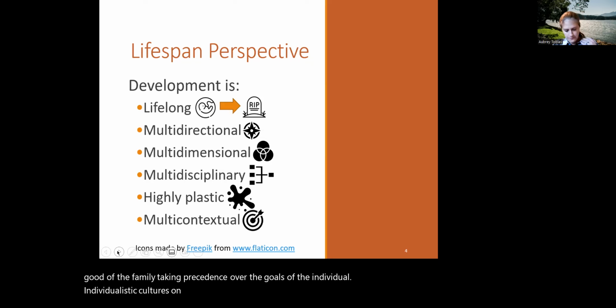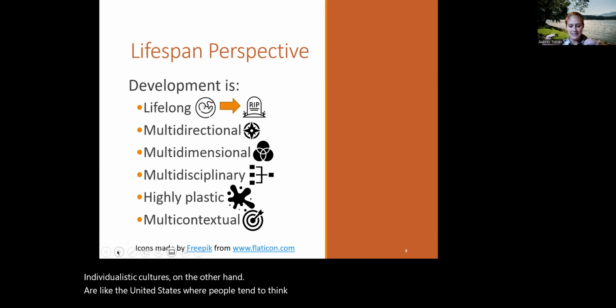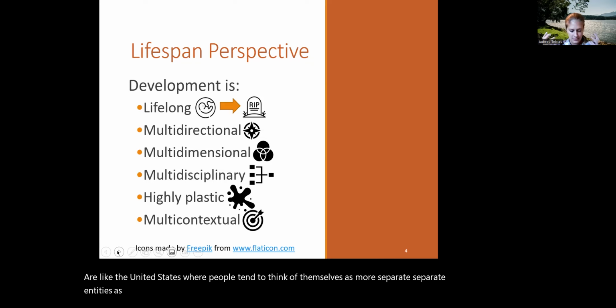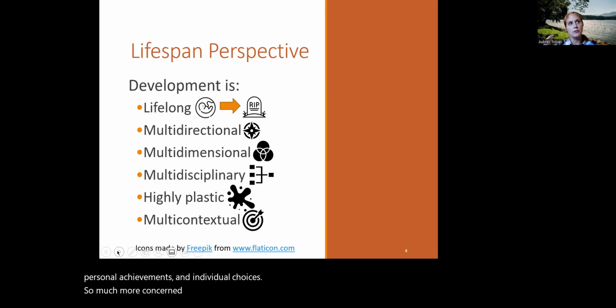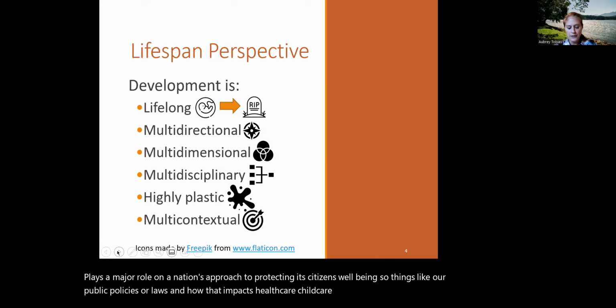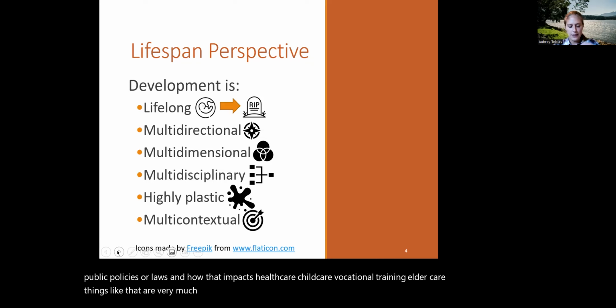Individualistic cultures, on the other hand, are like the United States, where people tend to think of themselves as more separate entities, as an independent self. So emphasizing things like personal exploration, discovery, personal achievements, and individual choices. So much more concerned with personal needs than group goals, generally speaking. And which emphasis a culture has plays a major role on a nation's approach to protecting its citizens' well-being. Things like our public policies, our laws, how that impacts healthcare, childcare, vocational training, elder care, things like that are very much impacted by those public policies, which are in turn influenced by general cultural values.